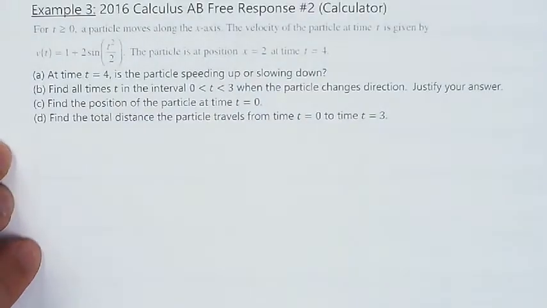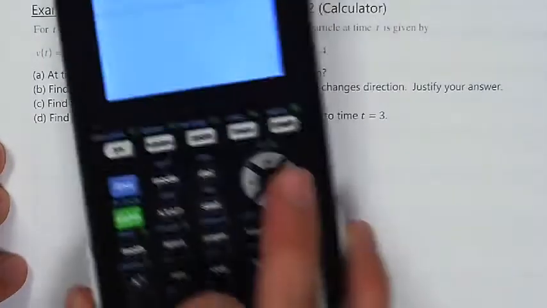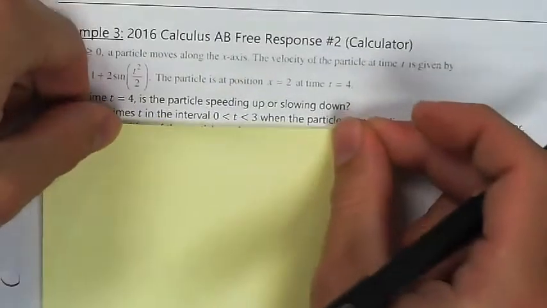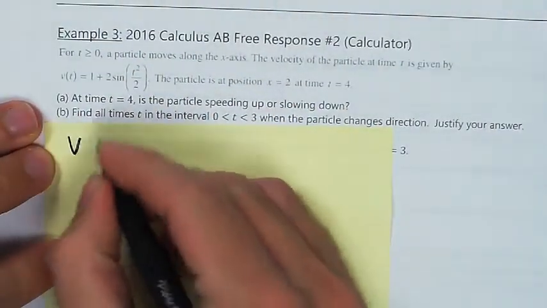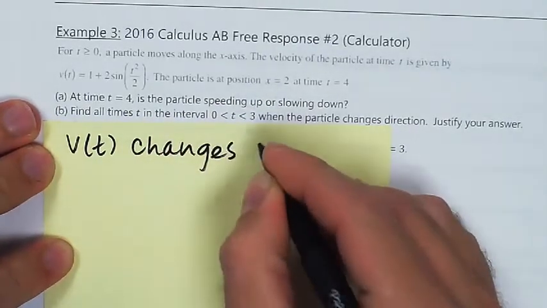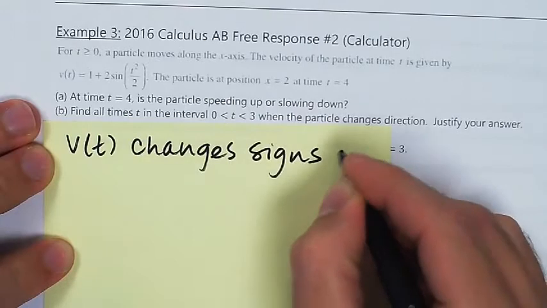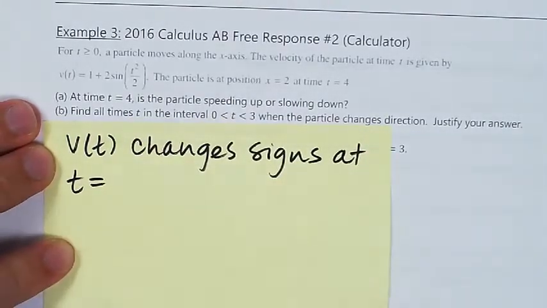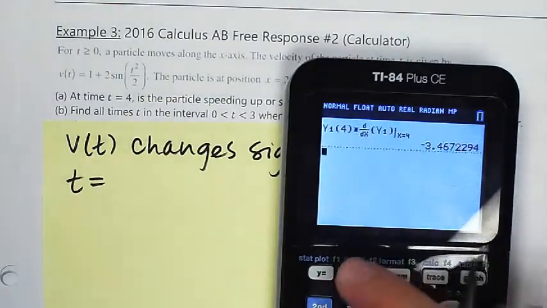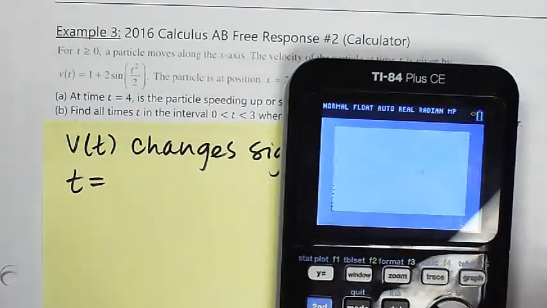All right, find all times t in the interval 0 to 3 when the particle changes direction. Justify my answer. Okay, v of t changes signs at t equals, I'm pretty sure there's going to be one. I'm going to graph this thing on the interval 0 to 3, so I just know what I'm looking for. And I'm hoping to see a sign change. And I actually know I'm going to see 2 because I've graphed this thing before. I've done this lesson a couple times.